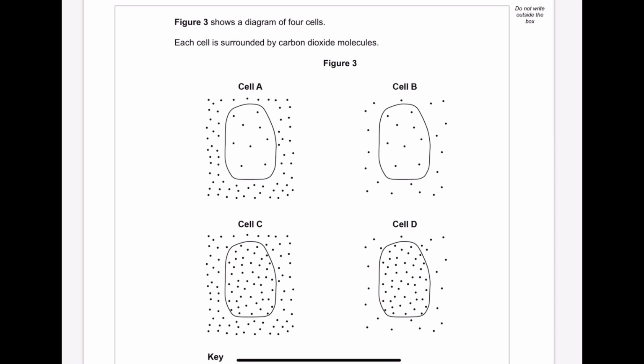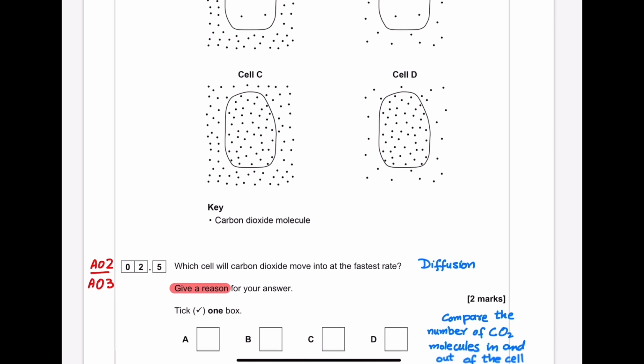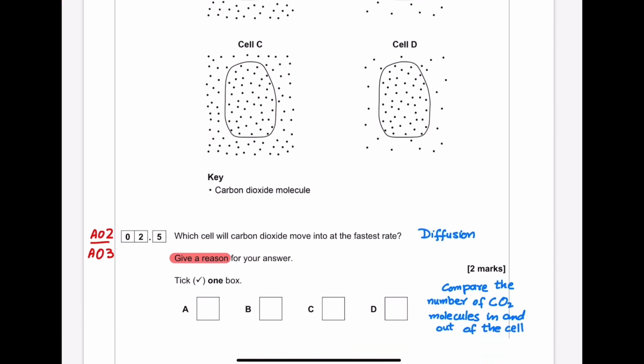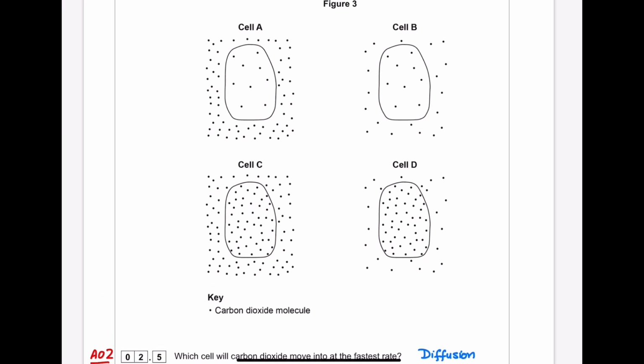Figure number 3 shows a diagram of 4 cells: cell A, cell B, cell C, and cell D. Each cell is surrounded by carbon dioxide molecules. So all these are carbon dioxide molecules. 2.5 is a combination of AO2 and AO3 questions. Which cell will carbon dioxide move into at the fastest rate? If you see here, which cell has the highest concentration difference?